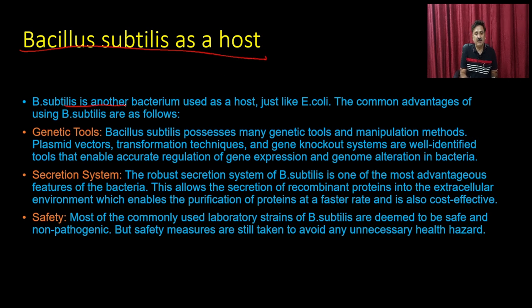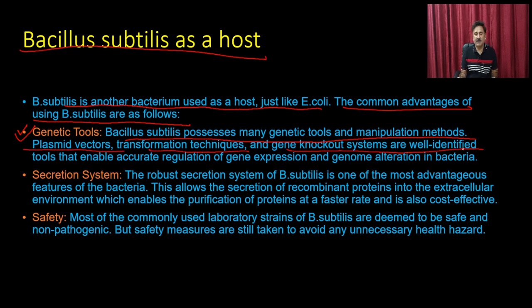Bacillus subtilis is another bacterium used as a host, just like E. coli. A common advantage of Bacillus subtilis is the genetic tools. Bacillus subtilis possesses many genetic tools and manipulation methods; plasmid vectors, transformation techniques and gene knockout systems are well-established tools that enable accurate regulation of gene expression and genome alteration in the bacteria.